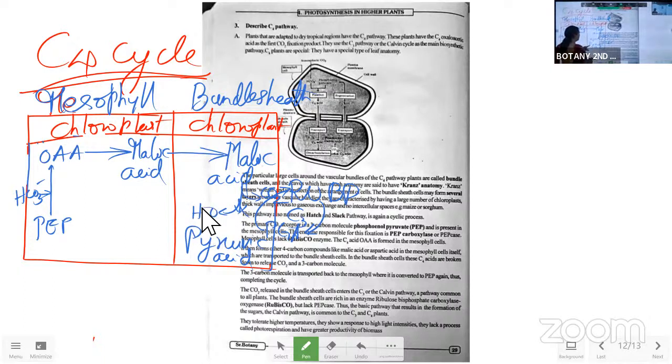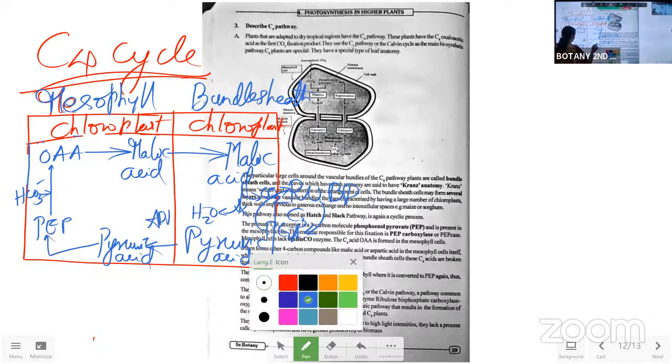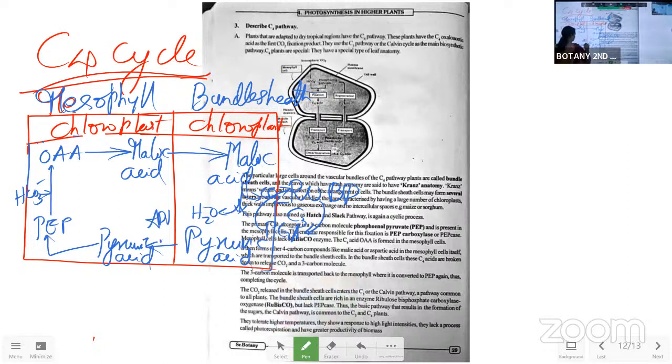Okay, now here the pyruvic acid, whatever is formed in the bundle sheath chloroplast, was shifted into the mesophyll chloroplast, and this pyruvic acid, when the ATPs are converted into ADPs and the inorganic phosphate that was taken up by the pyruvic acid to form the phosphoenol pyruvic acid in the presence of the enzyme enolase. It is giving the enol compound over there.